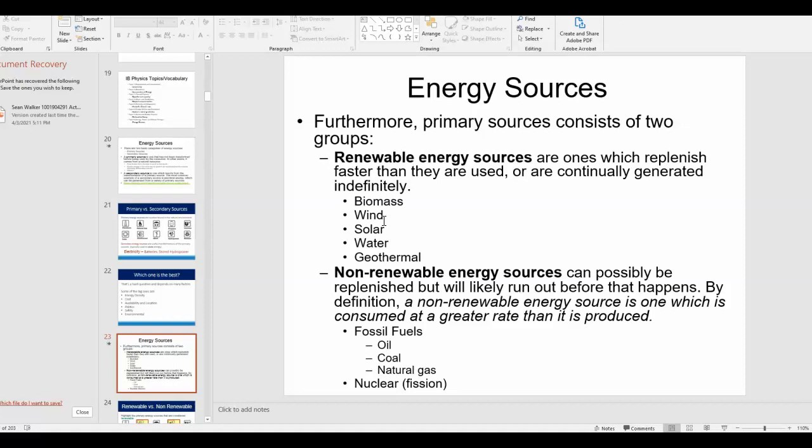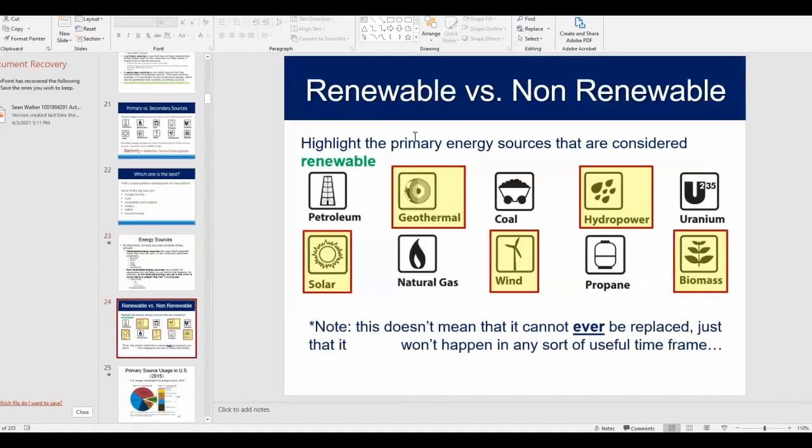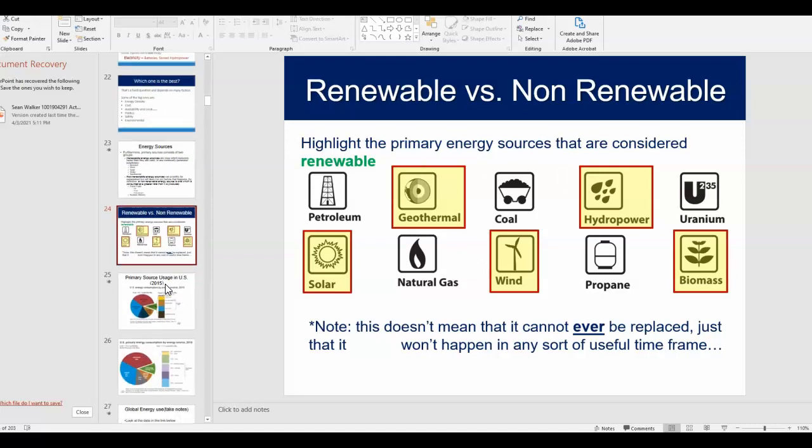Okay, so fossil fuels are an example of non-renewable energy sources, and so this would include oil, coal, natural gas. Okay, nuclear energy, at least nuclear fission, is also considered a non-renewable energy source because the primary fuel for nuclear power, at least today, is uranium, which there is a finite amount of uranium on the planet, and so that's considered a non-renewable energy source. Okay, so here you can just kind of see the renewable versus non-renewable energy sources.